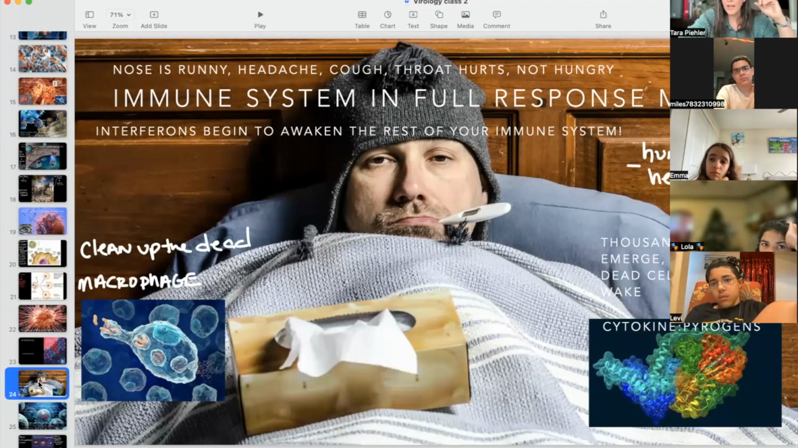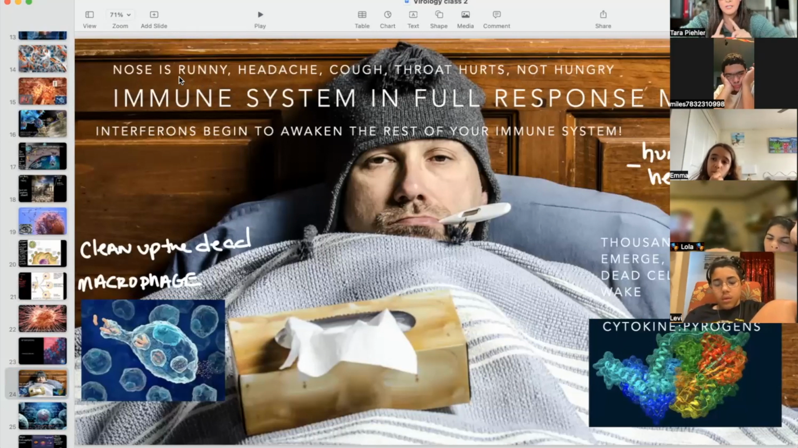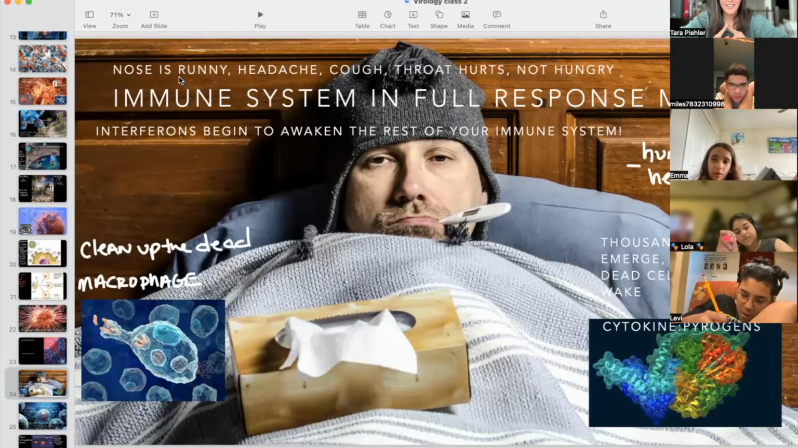All right. What else happens? Can you see at the bottom of the page there? There you go. There's another type of cytokine that happens because you start to get a fever. Why do you get a fever? To burn up the virus, because the viruses don't like heat. They like the cold. They've got to burn it off.